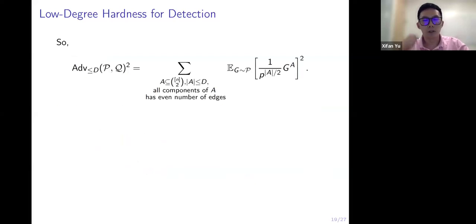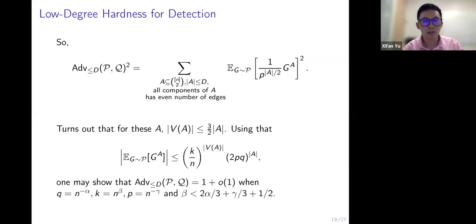And thus, due to the previous observation, we could further simplify the low degree D advantage in the following way, so that we only sum over A with all components having an even number of directed edges. And it turns out that for these kinds of graphs, the number of vertices in A is at most 3/2 the number of edges in A. And we further use the following bound on the moment of G^A under the planted model.